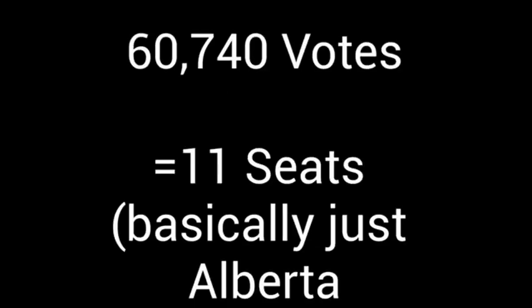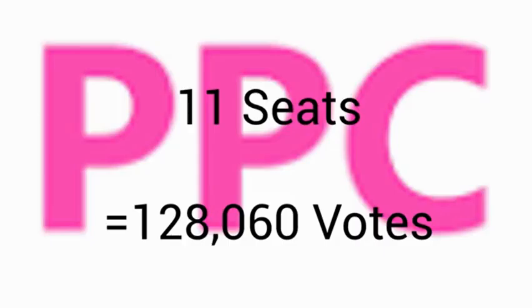John E. Brownlee from the United Farmers of Alberta Party had just 11 seats won with 60,000 votes and 1.87% of the popular vote. And that Progressive Party with no leader got 11 seats. You're already smelling the demise of this party, with 128,060 votes and 3.93% of the popular vote. And I'll see you guys for the election of 1930.